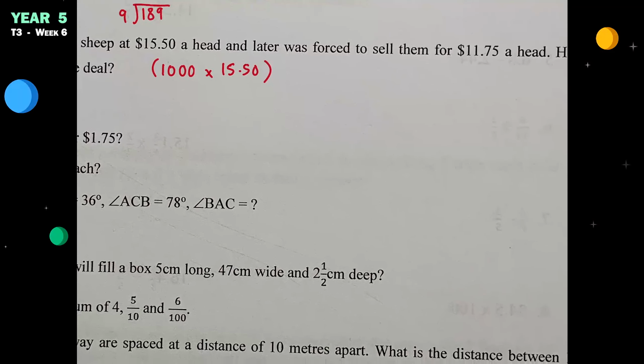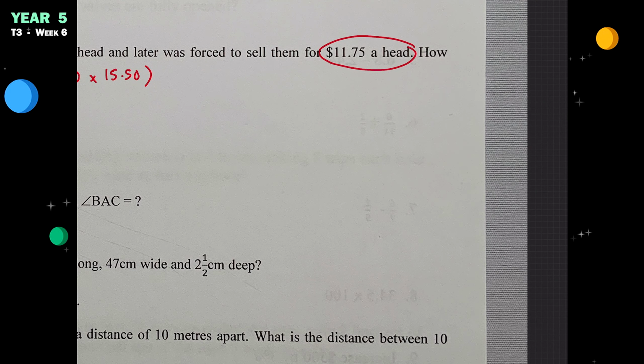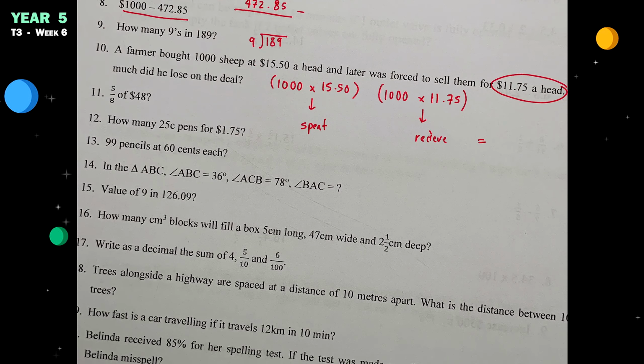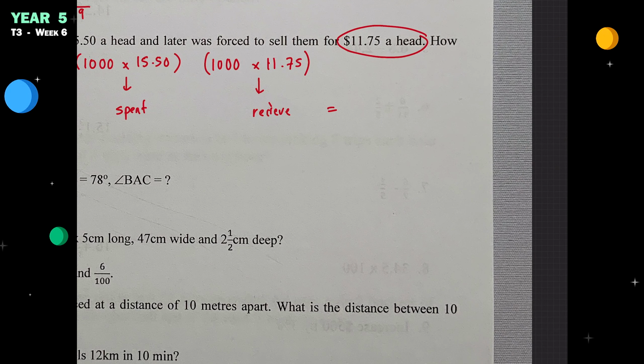Then I'm going to find the total of how much he sold it for. He sold it for $11.75 each. He sold all of them, so he sold all 1,000 sheep. So this will be the total of how much money he spent and how much he received after selling. So how do we get how much he lost? We take the spend minus the receive. Sometimes he gains money, sometimes he loses money, depending on if the number here is negative or positive. So let's have a look.